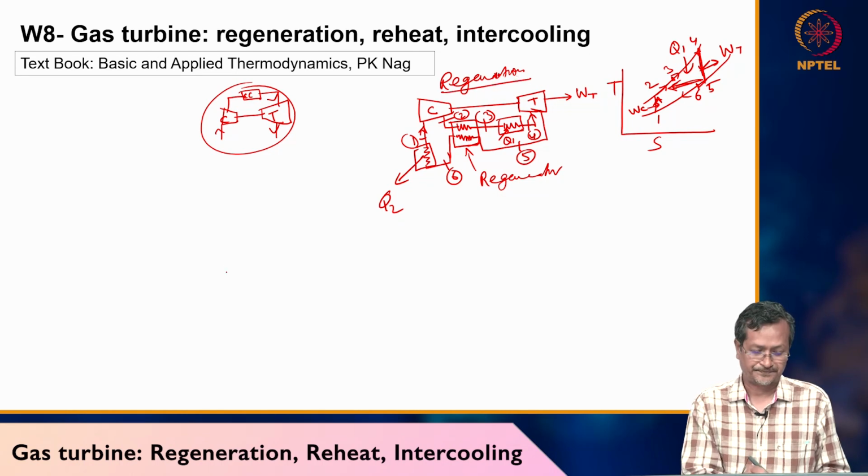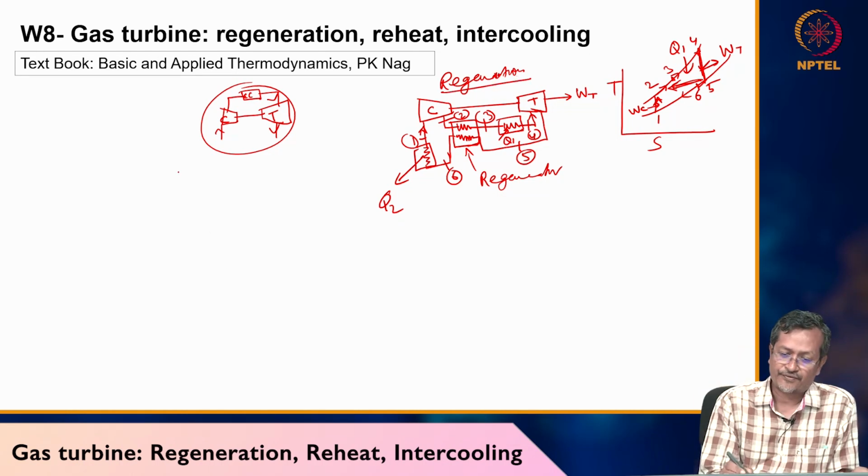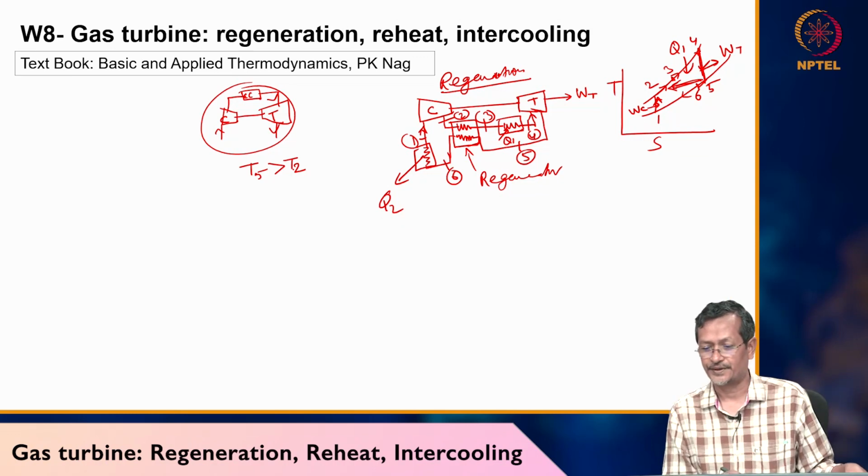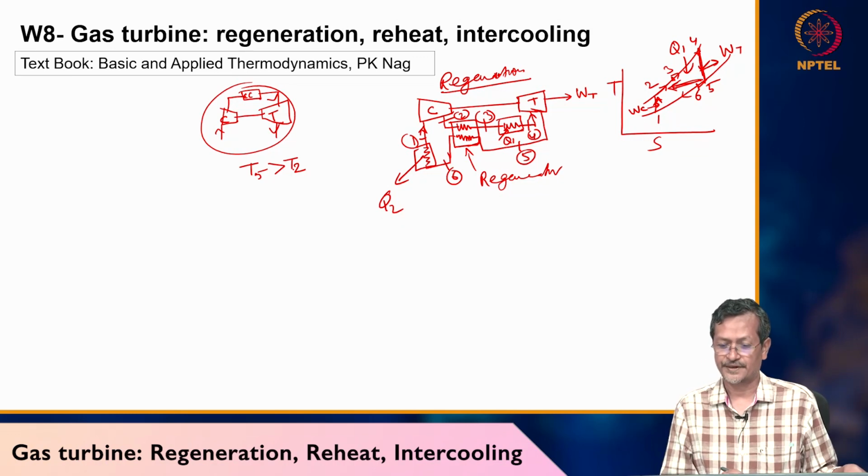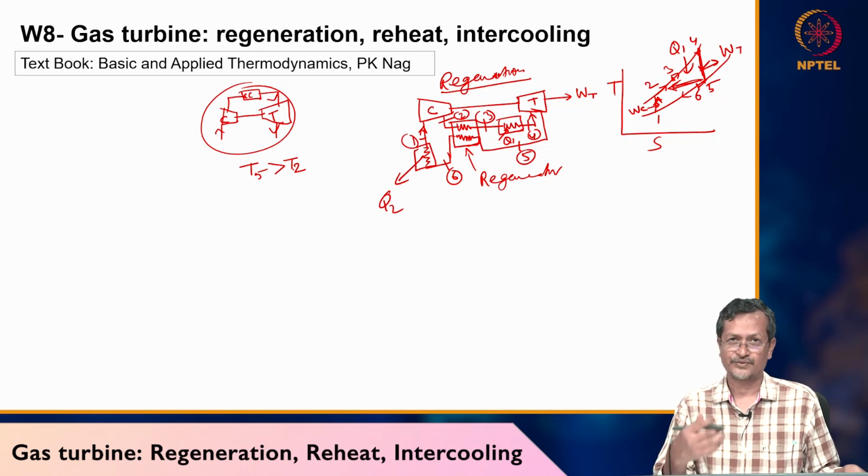Now, T5, the temperature at 5, must be greater than T2. Why must T5 be greater than T2? If T5 is not greater than T2, then heat will not flow to your compressed air. From the exhaust gas, heat must flow to the compressed air, so the exhaust gas temperature must be higher.